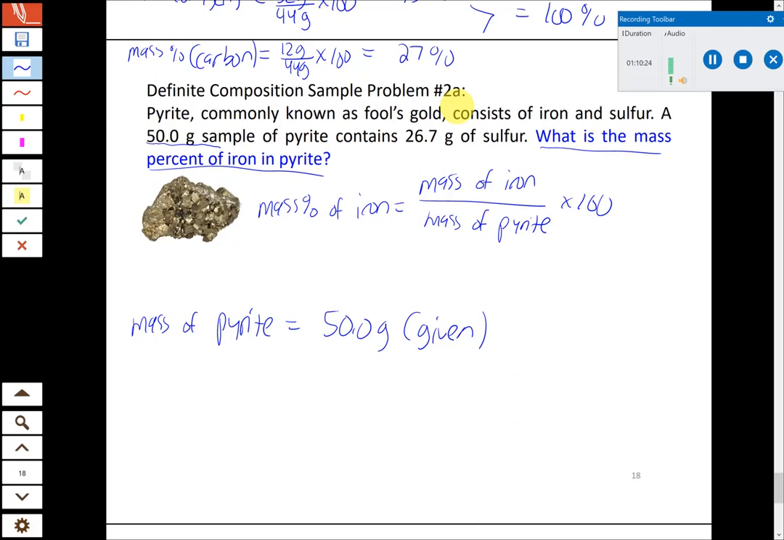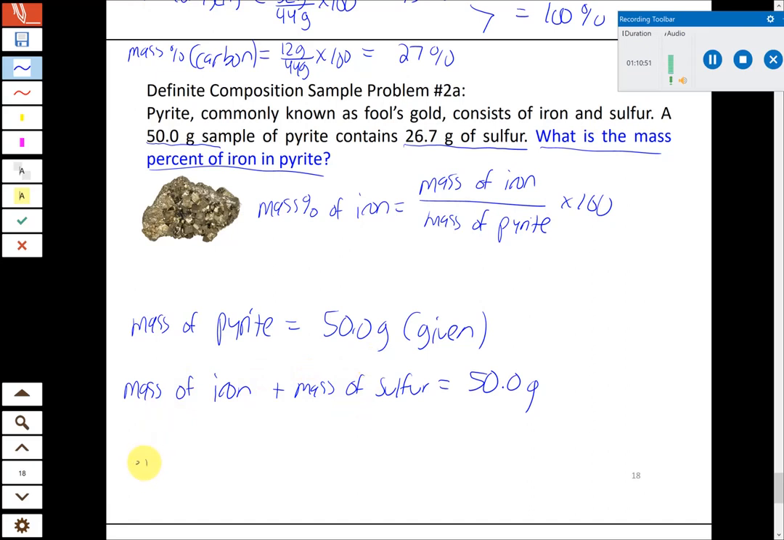So if we look at the rest of the information, the problem told us how much sulfur we have, but it didn't tell us how much iron we had. But remember, from the law of conservation of mass, if we have a compound that's made up of two elements, iron and sulfur, the sum of those two masses has to equal the total mass. So that 50 grams of pyrite that we have is going to be the sum of the masses of each element, iron plus sulfur.